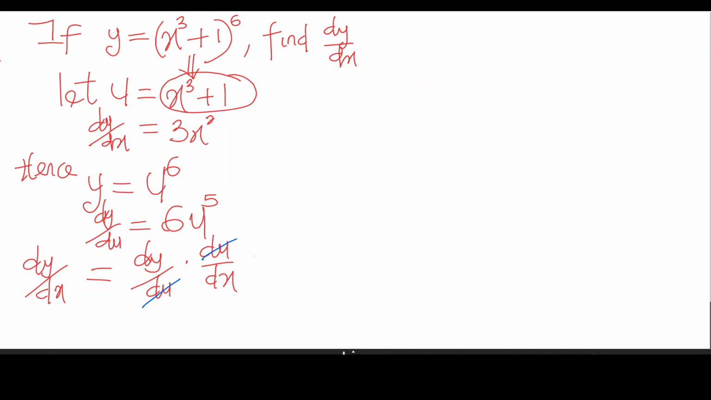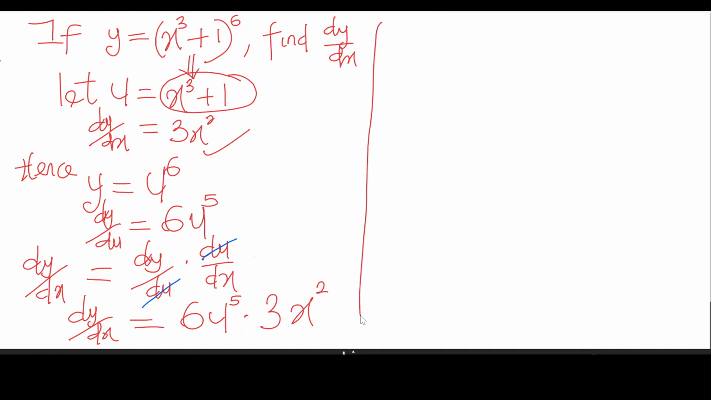Hence, we can say dy/dx equals, so the dy/du, which we have gotten, which is 6u raised to the power of 5, multiplied by du/dx. And the du/dx is this, that's 3x raised to the power of 2, of course. Then we multiply them together. 6 multiplied by 3, that's 18. Okay, let me write the dy/dx first. Then we can say dy/dx equals 18x squared, then u raised to the power of 5.